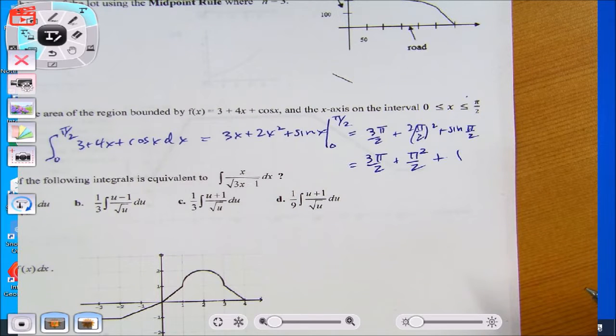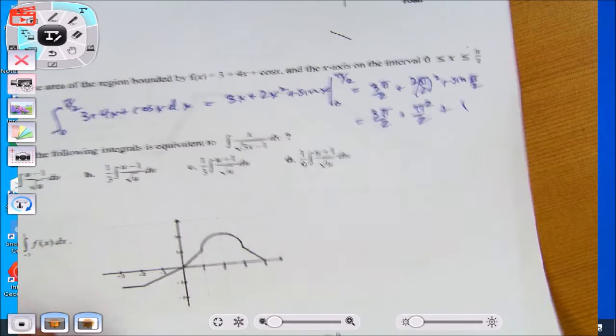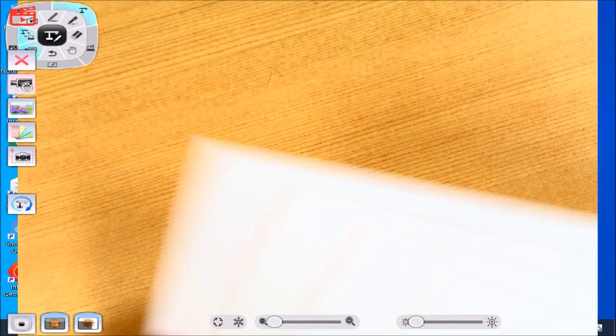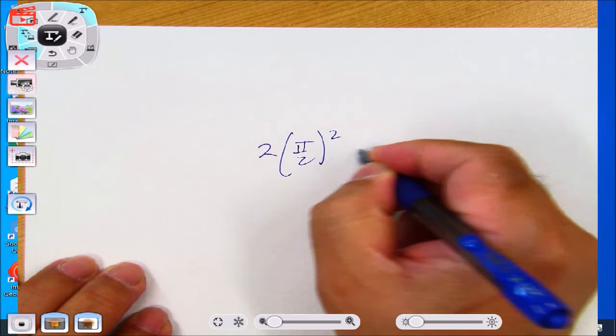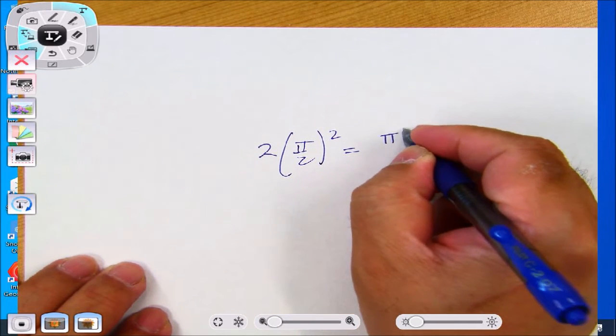So, can we put that all into one, or can we leave it that way? Ask again? Do we put it all into one fraction, or do we leave it that way? Either one's fine. Okay. How did you simplify 2 times pi over 2 squared into pi squared over 2? Alright. So the question is, how did 2 times pi halves squared equal pi squared over 2?